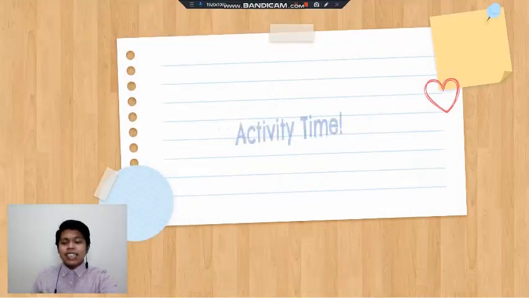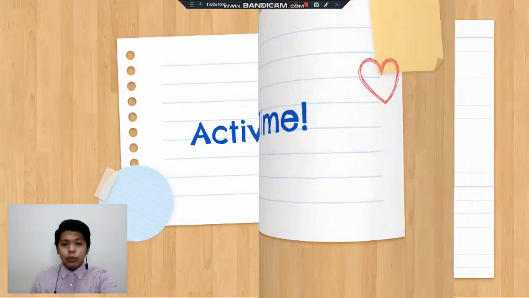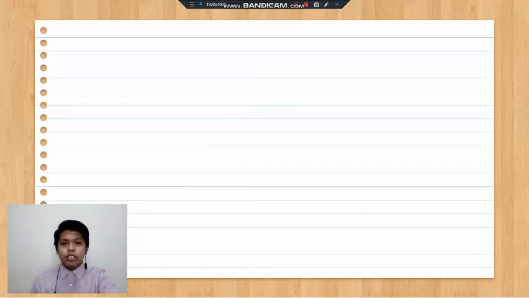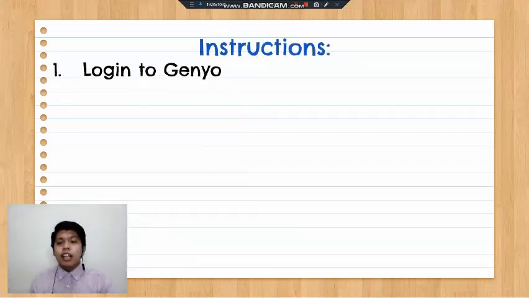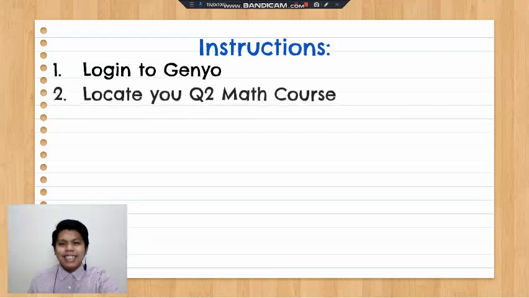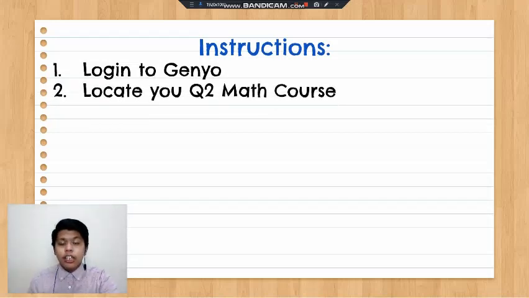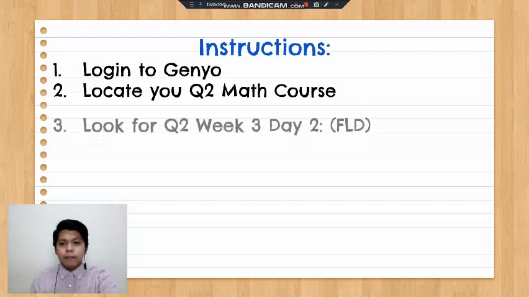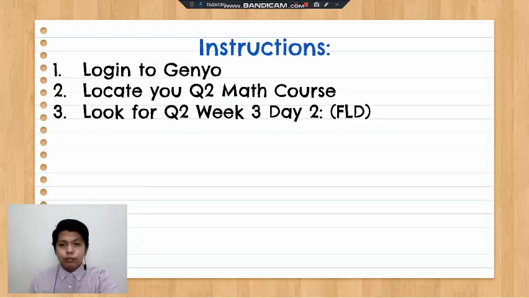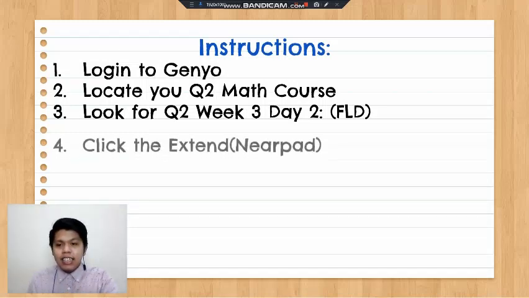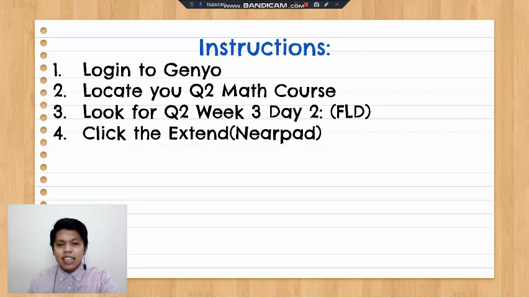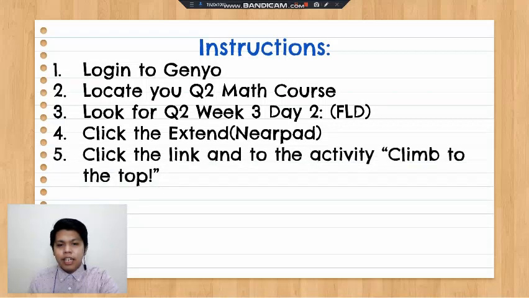Now for your activity, here's the instruction. First, log in to Genio. Second, locate your Q2 MWAT course. Third is to look for Q2 week 3 day 2 FLD. And next is to click the extend nearby. And lastly, click the link and do the activity Climb to the Top.